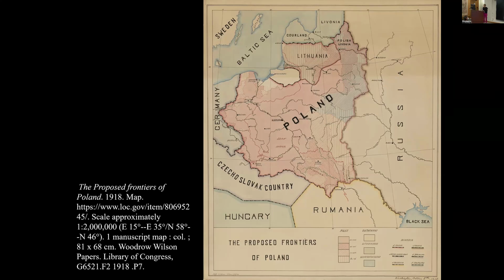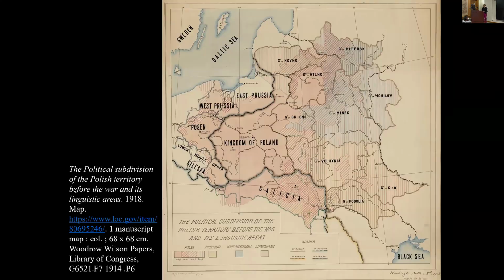Unless we forget the contested nature of national sovereignty, from the same files exactly and from part of the same decision-making process, here's a map of the pre-war period showing the political subdivisions of what would become Poland, as well as its linguistic areas. Sovereignty based on linguistic communities was superseded by a new national map, but continues to haunt the region today.